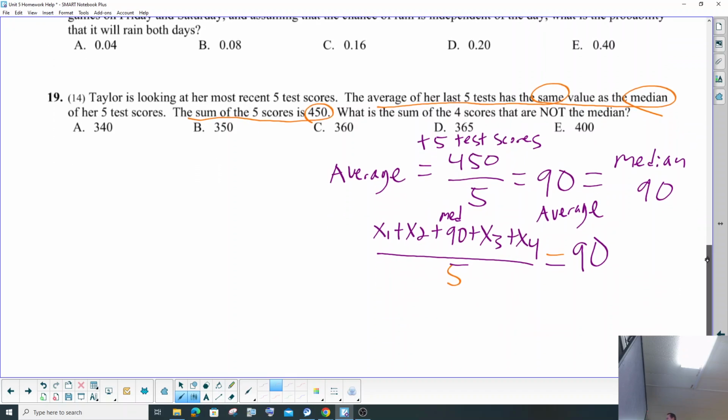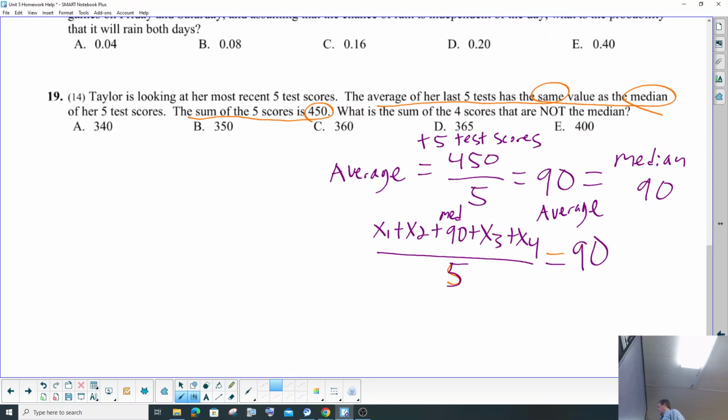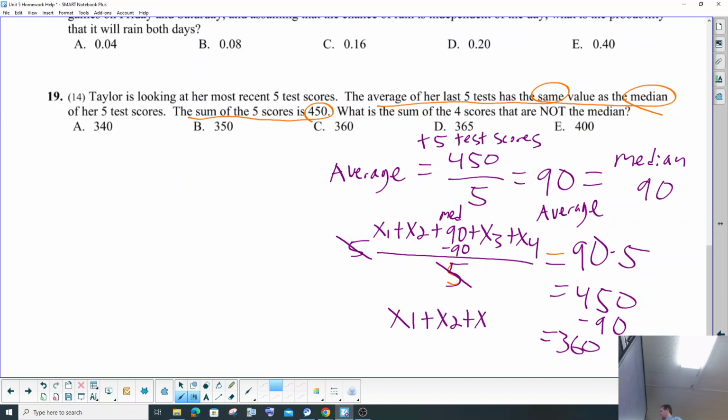Okay, so then if we go ahead and times that 5 to the other side, then we get our 450, good. And so then we go ahead and minus the 90. If we minus the 90 to the other side, we get 360. And so the other scores that are not the median, x1 plus x2 plus x3 and x4, the other 4 test scores that are not the median, they add up to be 360.